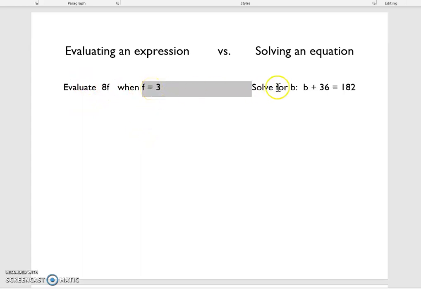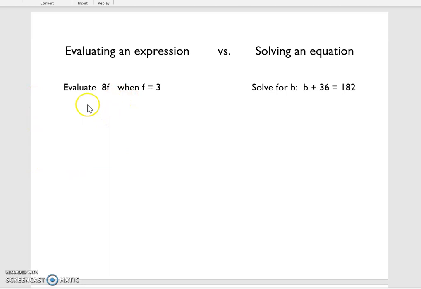So here f equals 3. And we solve when we're trying to figure out what that variable is equal to. Okay, we approach these slightly different, using our knowledge of some of those basic vocabulary words to support us. To start, I'm going to evaluate this expression.